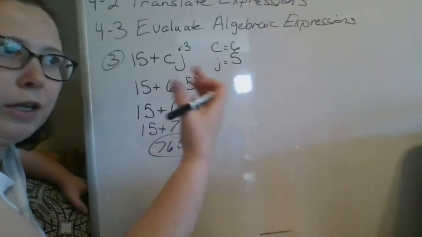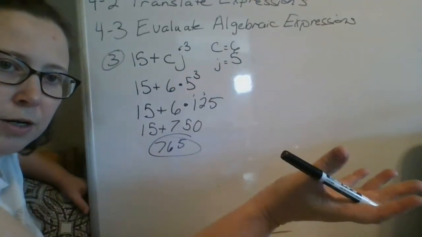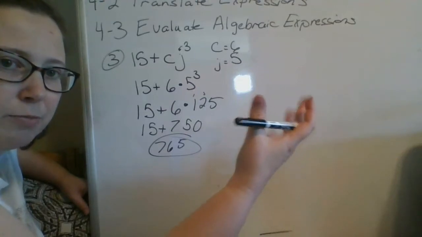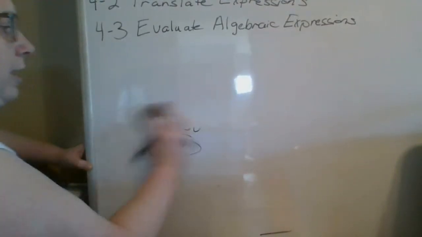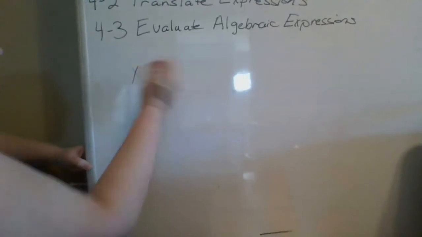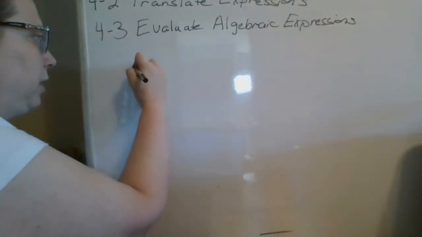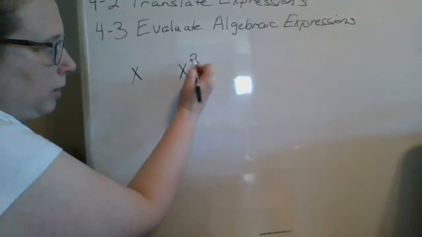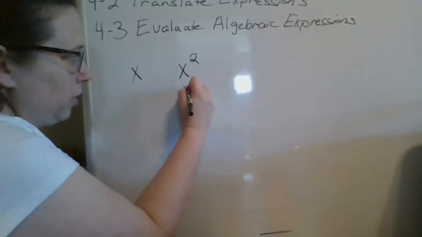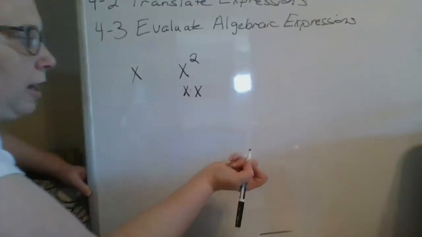So similarly, if you have x, you have x squared. Yeah, they both have x, but they are different because if you have x, that's just x, right? But if you have x squared, that means that you're multiplying x's and you have 2 of them. So we have x times x.